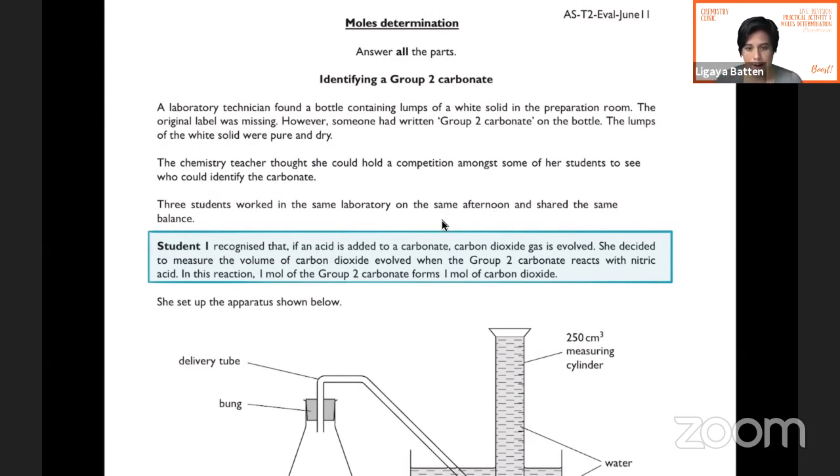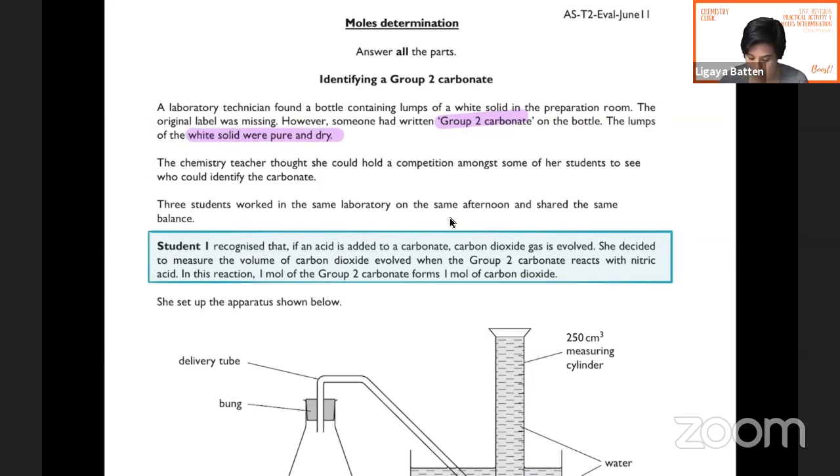So, a lab technician found a bottle containing lumps of white solid in the preparation room. The original label was missing, however, someone had written group 2 carbonate on the bottle. The lumps of the solid were white and pure and dry.